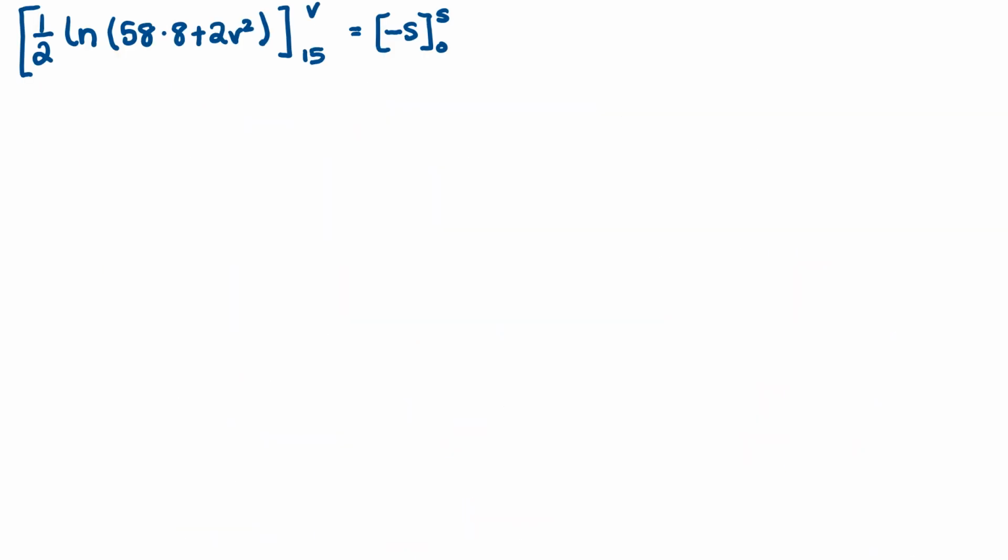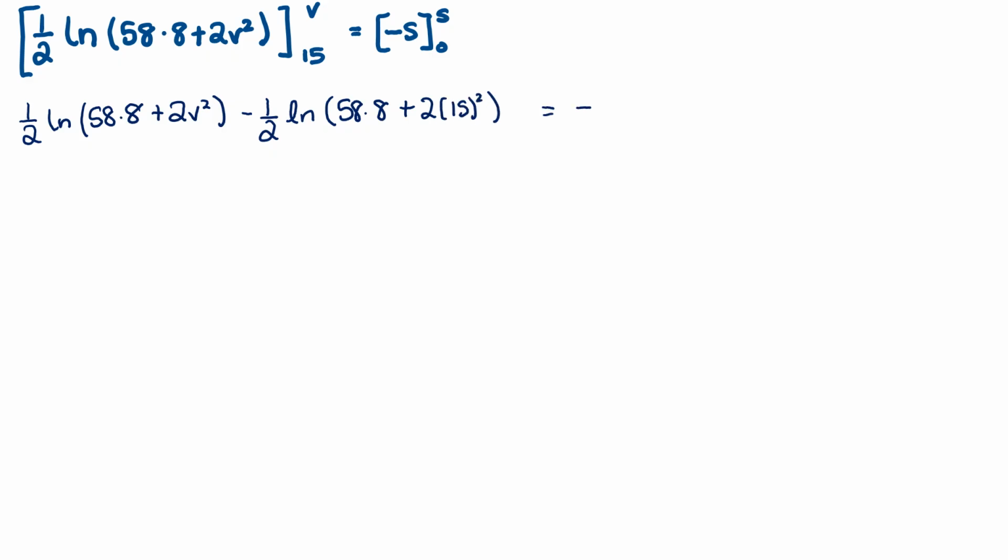So now that we have our integration done, let's do our evaluating. We have a half natural log of 58.8 plus 2v squared, take away a half natural log of 58.8 plus 2, and instead of v we're putting in 15 squared, and that's all going to equal minus s, minus times 0, which effectively all just disappears. So we're left with minus s on this side. So I can pull that half out in front and then just focus on the natural logs.